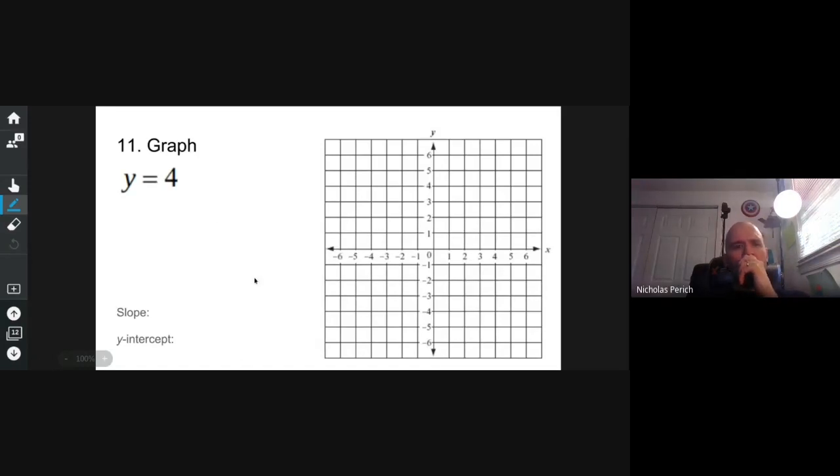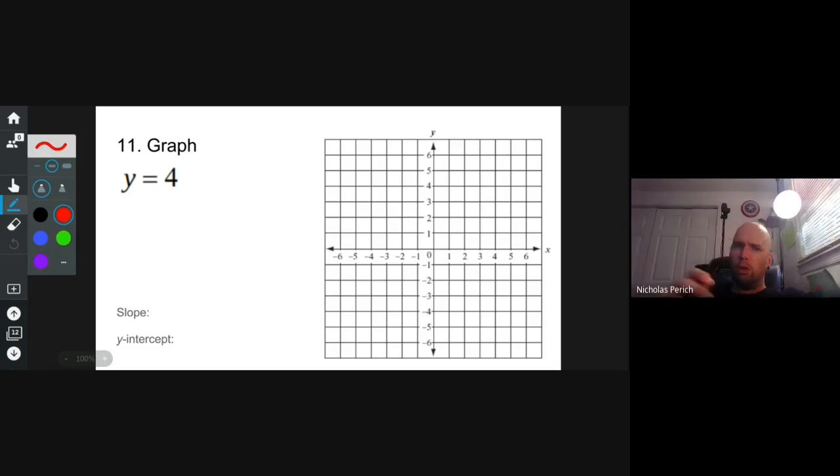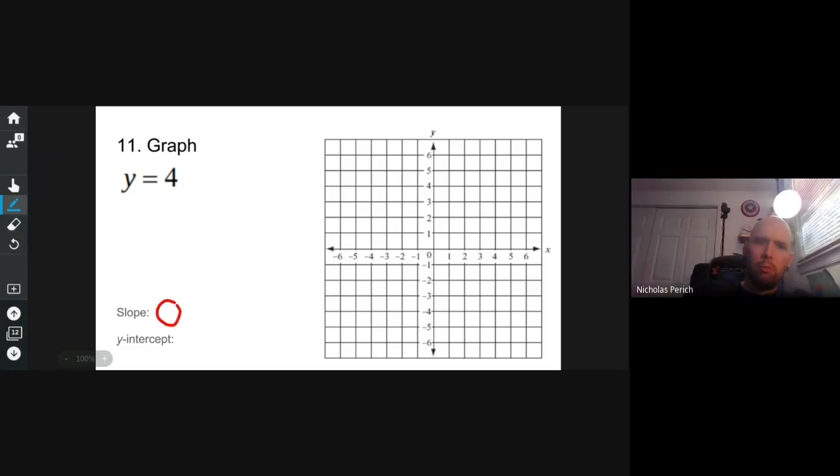This is weird. Is this in slope-intercept form? Well, y is all by itself, so yeah, I guess. So the number in front of x is my slope. Well, there is no x. There's no x at all. So I guess there's 0 slope. The number floating around all by itself is the y-intercept.